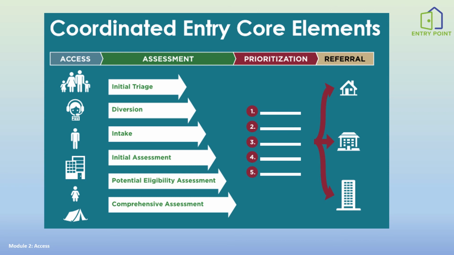During assessment, the person's needs and level of vulnerability may be documented for purposes of determining prioritization. Prioritization helps the COC manage its inventory of community housing resources and services, ensuring that those persons with the greatest need and vulnerability receive the supports they need to resolve their housing crisis. The final element is referral. Persons are referred to available COC housing resources and services in accordance with the COC's documented prioritization guidelines.